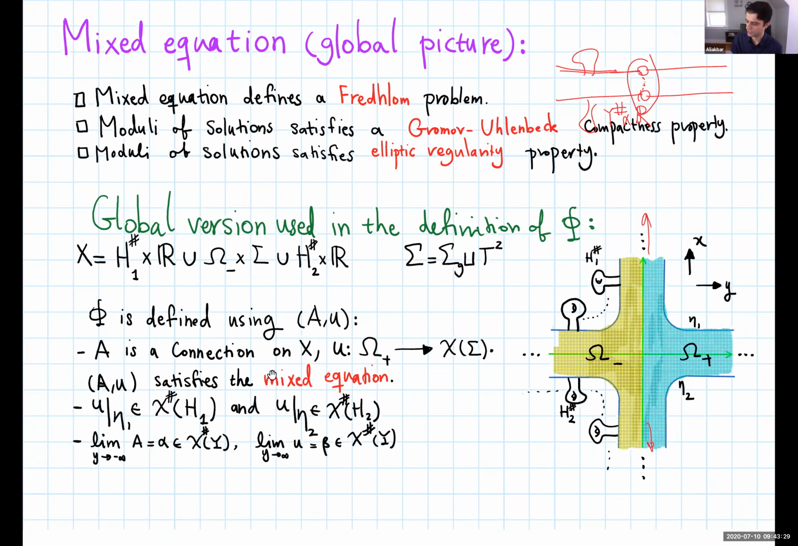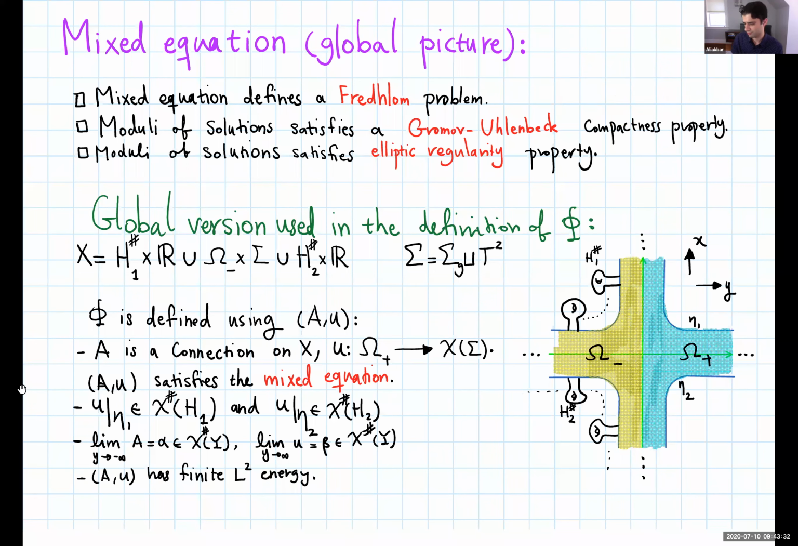I mean, there's a condition on the L2 energy here. So A and U has finite L2 energy, and then you would see that this implies that there's a symplectic... once you go in either of these two directions, in some sense it would converge to one of our Lagrangians, but you don't need to specify which, something more than this. So no conditions there.